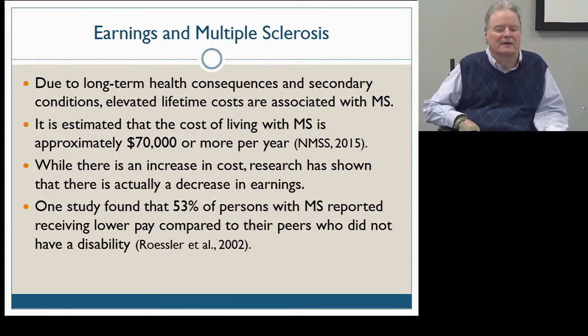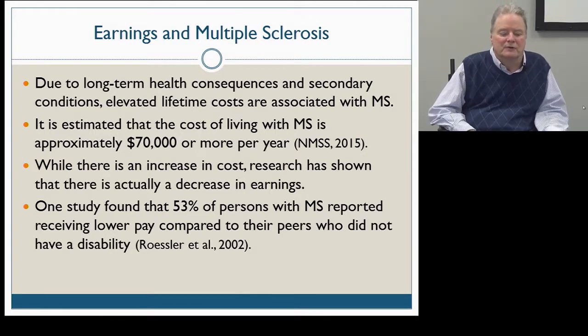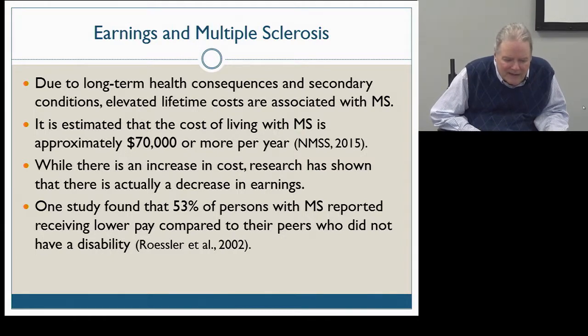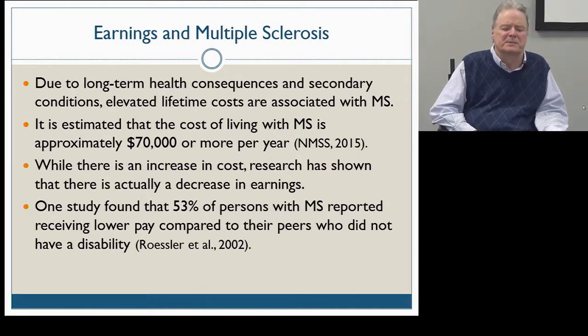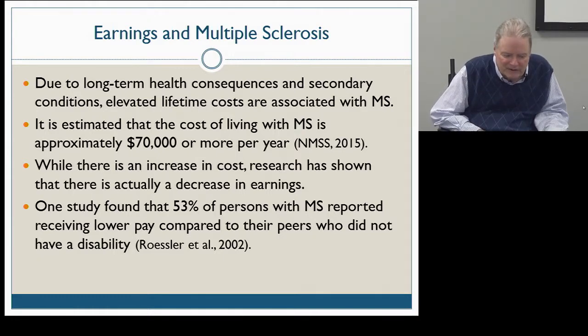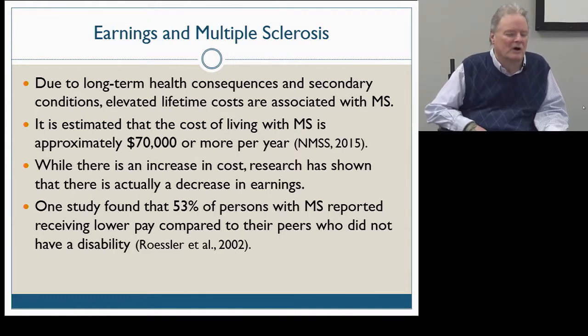So earnings and multiple sclerosis, due to the long-term consequences and some of the complications, there are elevated lifetime costs in MS. And one study has estimated that the cost of living with MS is approximately $70,000 or more per year. So it's very costly, and therefore employment is very important because you need the resources economically to pay for those costs and often the benefits.